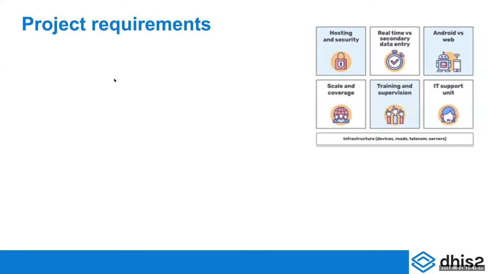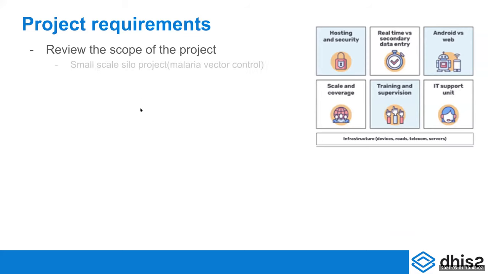Before we start diving into the questions, we can talk about some general ideas that go into the requirements for your hosting. Your project will have some requirements and you have to review the scope of the project. There's a very big difference between a small scale silo project, for example, the malaria vector control, or a national HIV tracker. The scope will inform many of the questions we are going to look at together.